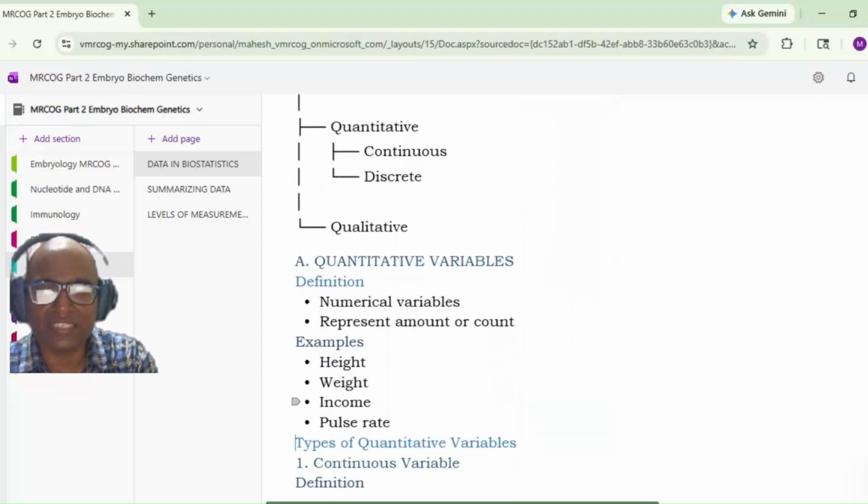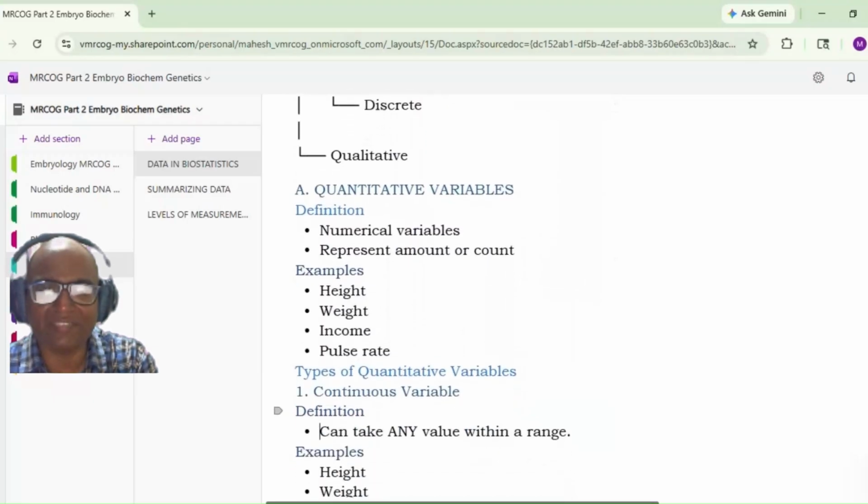Now let's go into the details of the quantitative variable. These quantitative variables are numerical variables. They represent an amount or a count. Examples are height, weight, income, pulse rate. These you can measure. So these are quantitative and they are numerical variables.